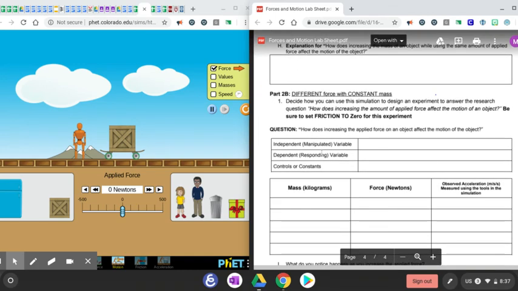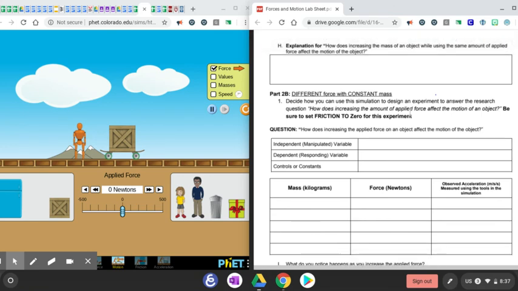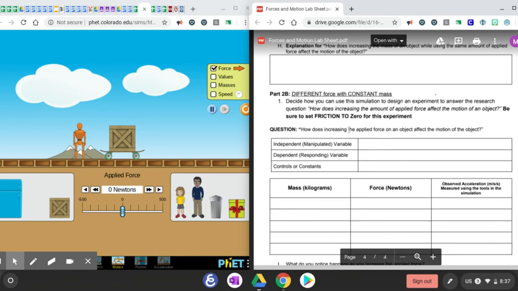Part 2B, now you're looking at a different force with constant mass. So the mass is staying the same. So down here, that's what you'd be putting for the constants. Now the question is, how does increasing the amount of applied force affect the motion of the object? So what are you going to change? That's going to be your independent variable.